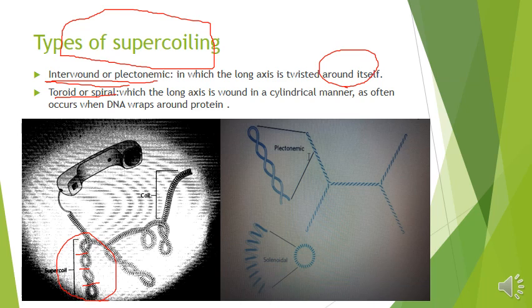But in the toroid or spiral form, the long axis is wound in a cylindrical manner, which often occurs when DNA wraps around proteins. For example, in a eukaryotic cell, the DNA is wrapping around the histone protein, right? Yes, and this DNA is toroid or spiral form, and you can see that this structure is in a cylindrical manner, as often occurs when DNA wraps around protein. Okay.